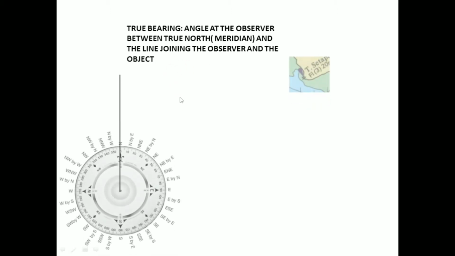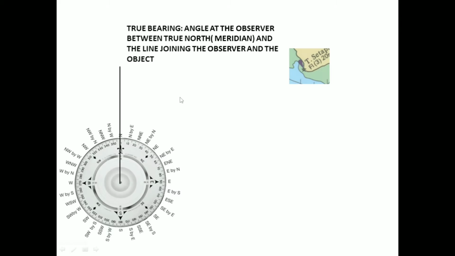We had talked about true bearing. True bearing is the angle at the observer between the true north, that is the meridian, and the line joining the observer and the object. So let us just consider this lighthouse here. The bearing is the angle at the observer. The observer is always considered to be at the compass. So his bearing is 60 degrees true, as you can see here.